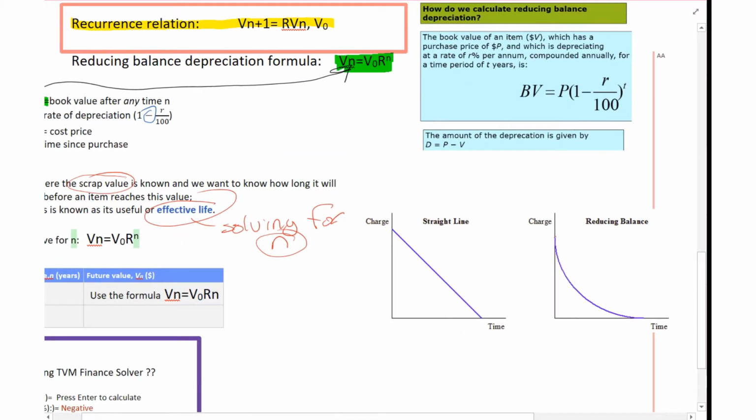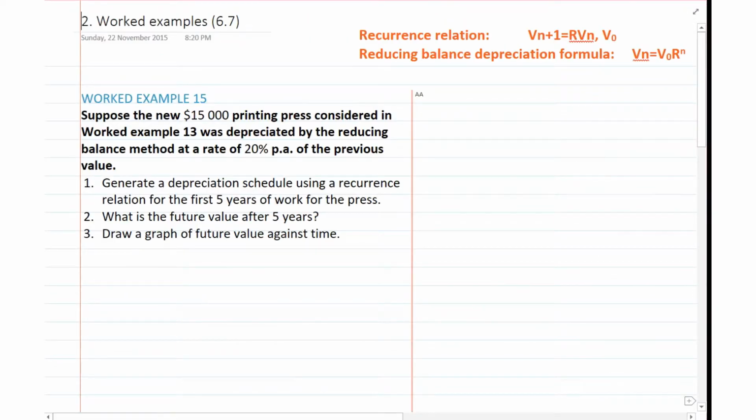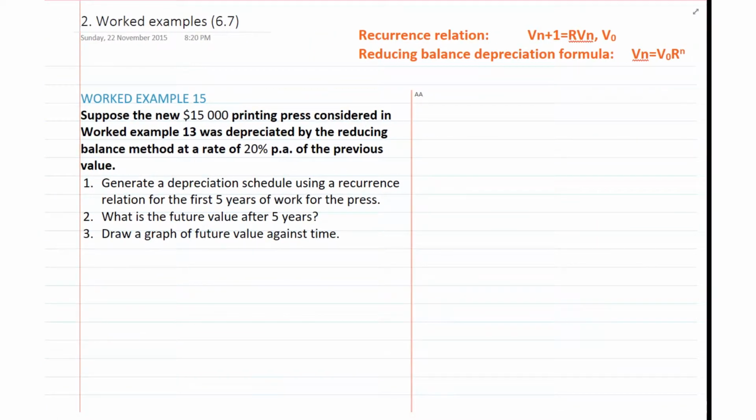Okay, so that's the theory part. All right, so let's have a look at some questions. Got the recurrence relation up the top, and we've got our formula there. Those are important formulas to have, and I would put those in your summary book.